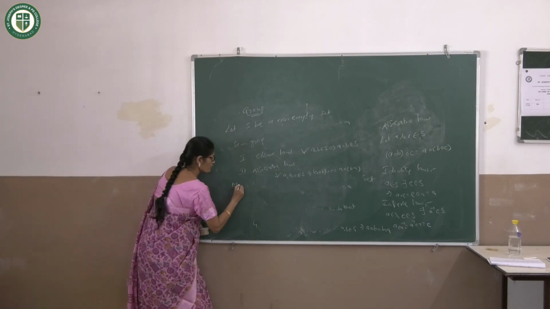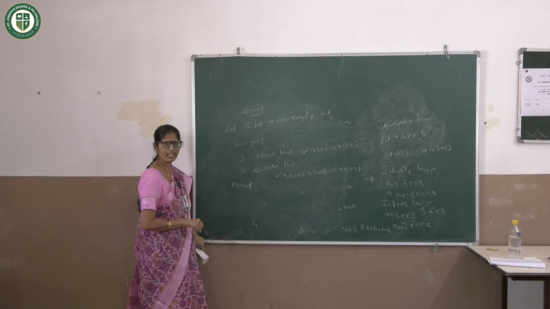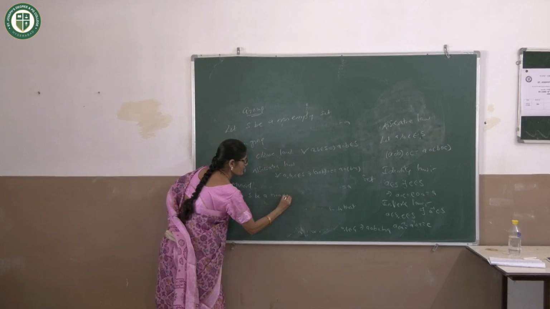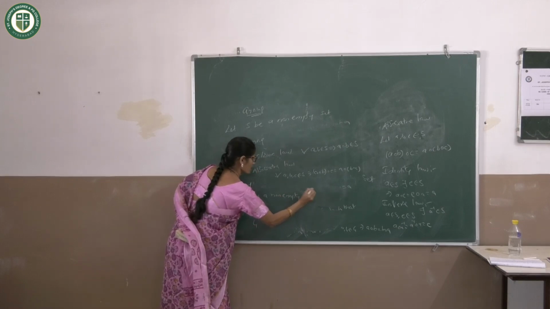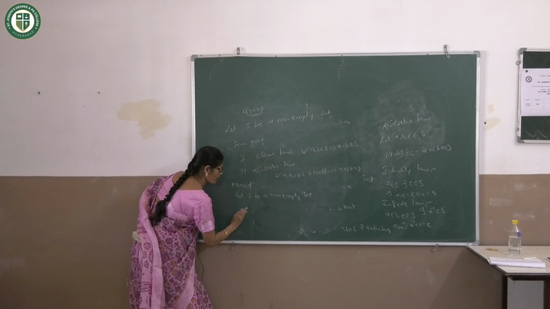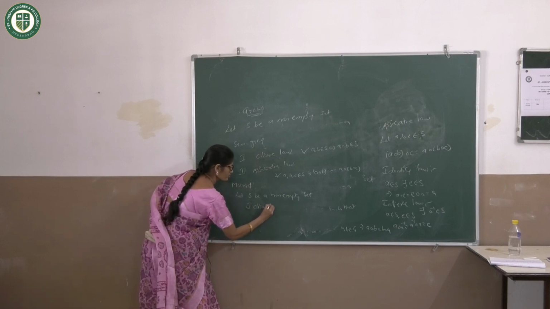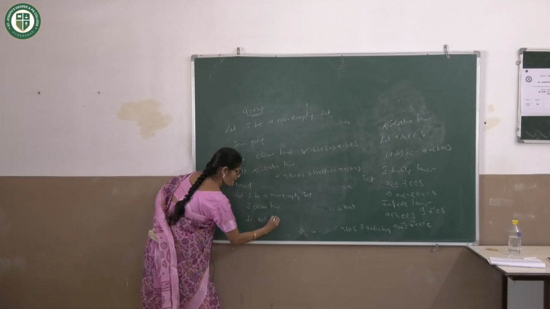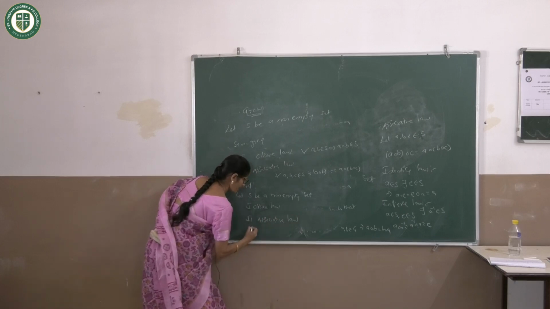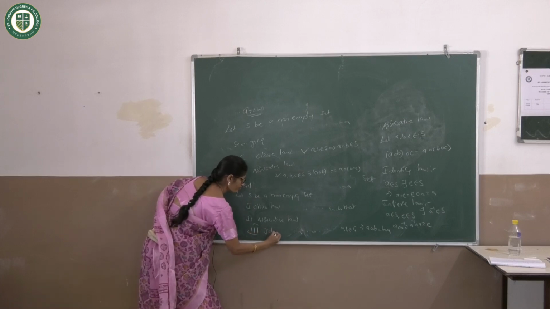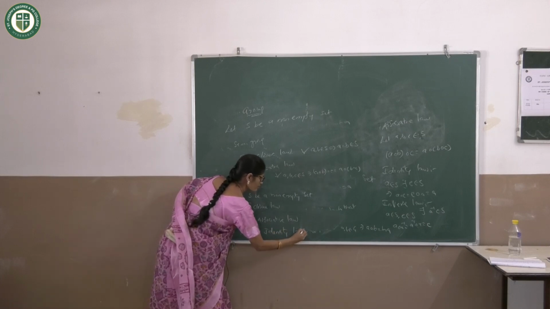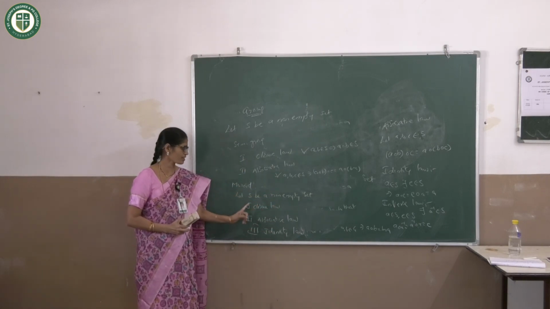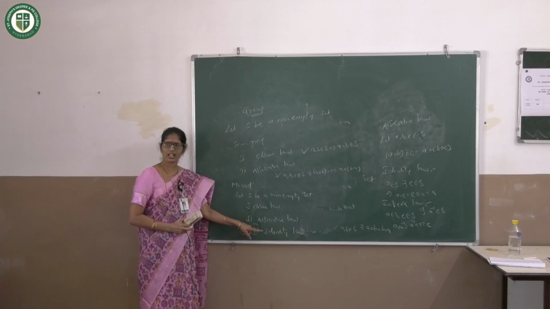Now we have one more definition, that is monoid. Monoid is nothing but, let S be a non-empty set which satisfies three properties. Number one, closure law. Second one, associative law. And third one, identity law.